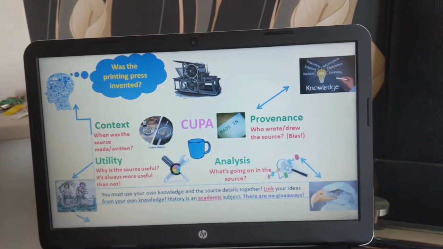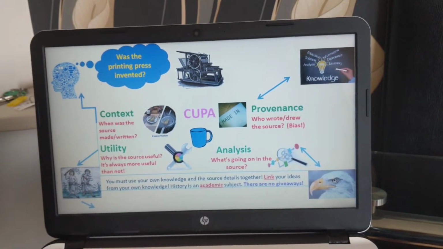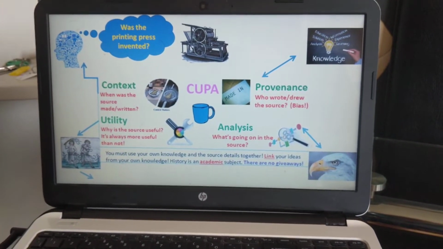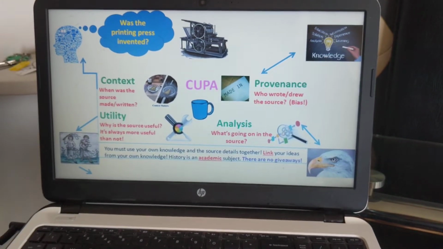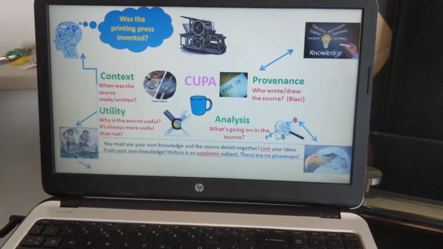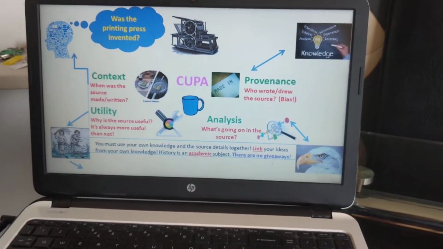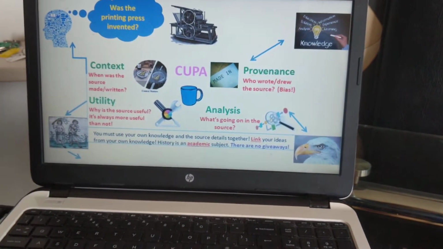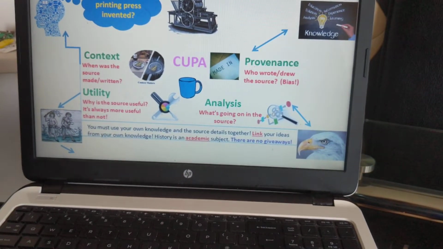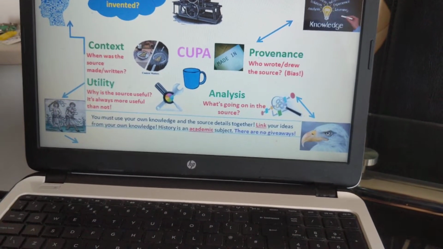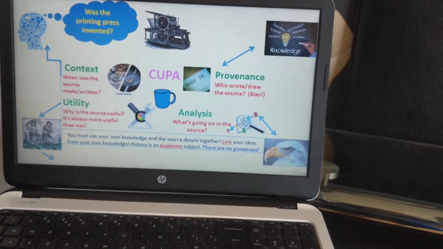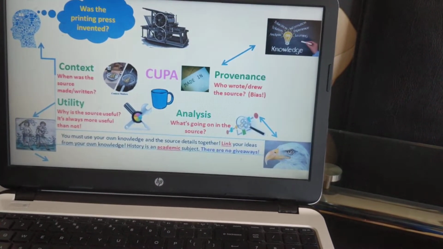So, CUPA. Context: when was the source written or made? They're all going to be primary sources from World War I. Provenance: who wrote or drew the source? We haven't had a cartoon yet, waiting for that one. But we've had pictures and we've had written sources thus far. And utility: why is the source useful? And finally, analysis: what's actually going on in the source? You have to actually read it or look at it for detail.